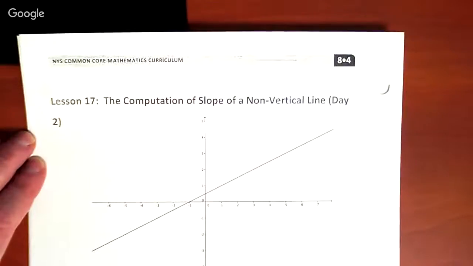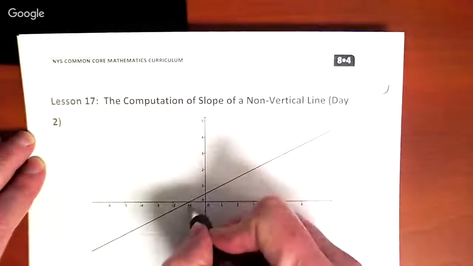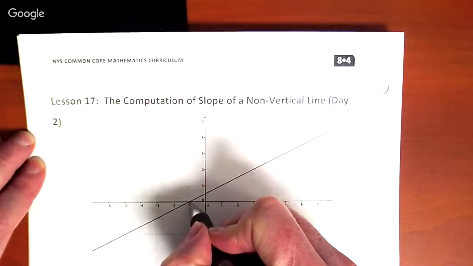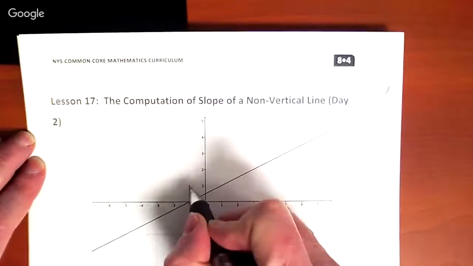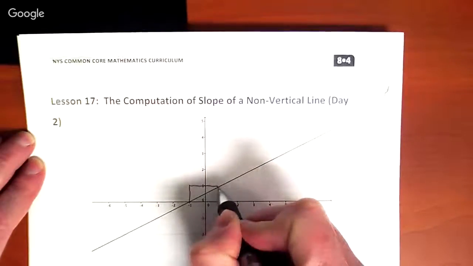This is lesson 17, the computation of slope of a non-vertical line. All right, the first thing we're going to do is find the rate of change using the graph. Okay, so if I go here, I'm going to go up 1, and I am going to go over 2 to the next point here.